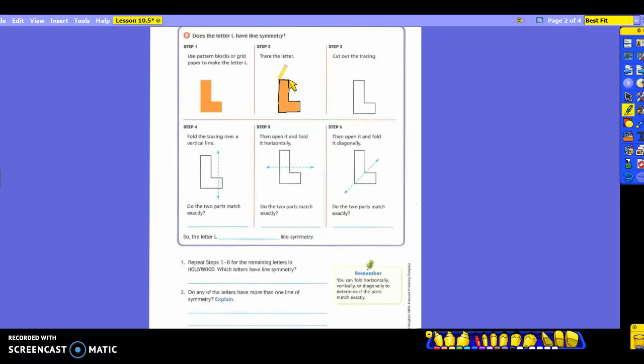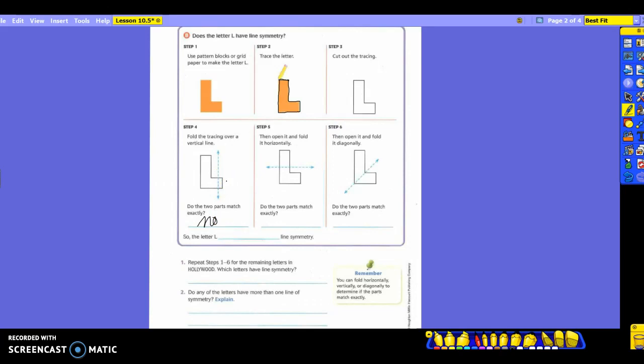Now, if you had an L that you would cut out, looking at steps 4, 5, and 6, look at the different ways they're trying to draw a line of symmetry. Notice how they drew it, just to see. If you fold the tracing over a vertical line like they're doing right now, do the two parts match exactly? No. And as you can see, if I was to fold this piece over here, I'd have a lot over here, wouldn't I?